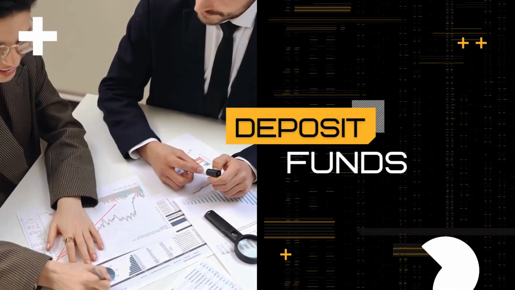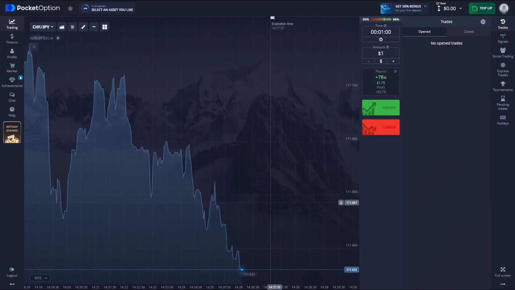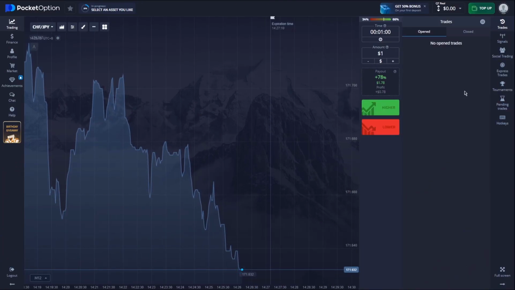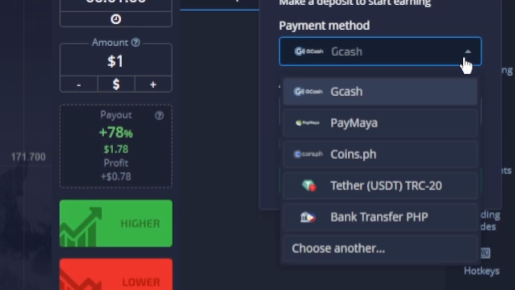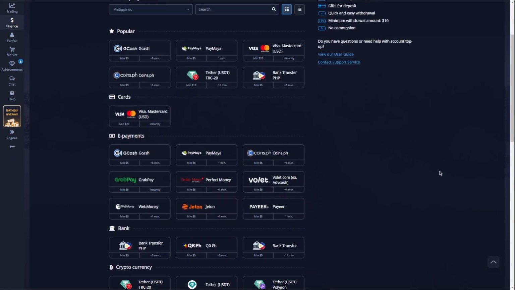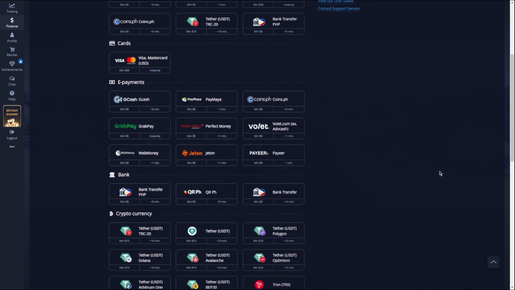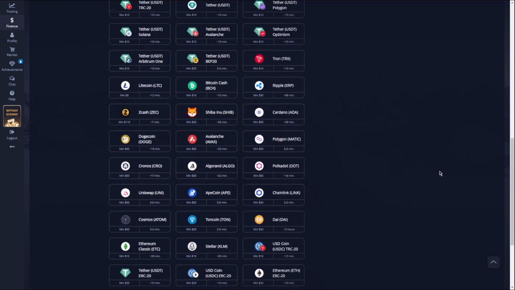After verifying your account, you need to deposit funds to start trading. Pocket Option offers various deposit methods, including credit cards, e-wallets, and bank transfers. The minimum deposit amount varies depending on the method chosen, but it is typically around $10 to $250. Once you have deposited funds, you can access your account balance and start trading.